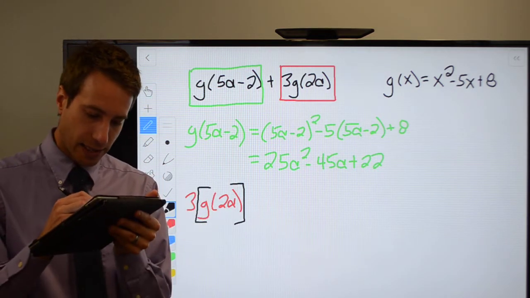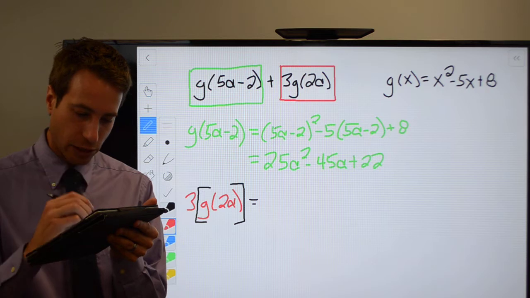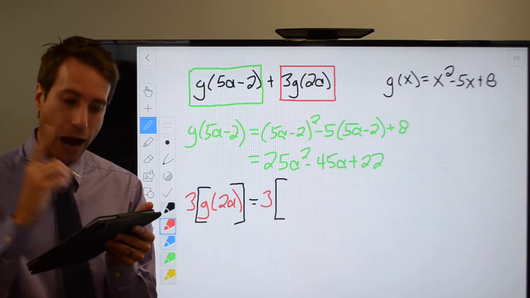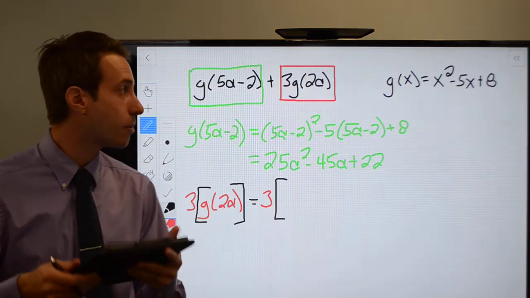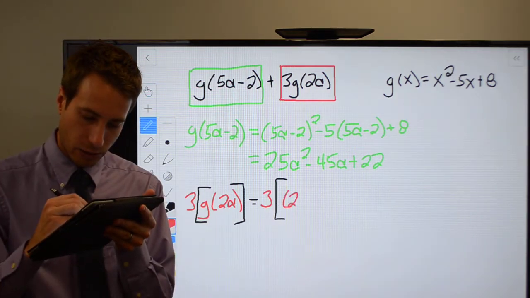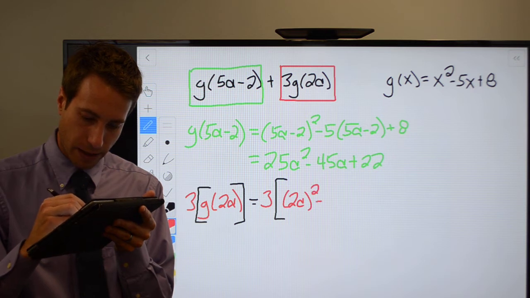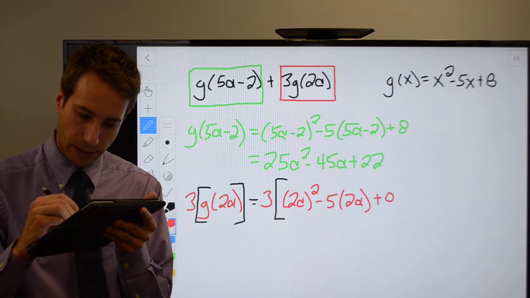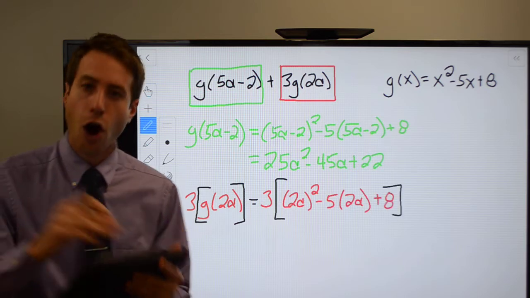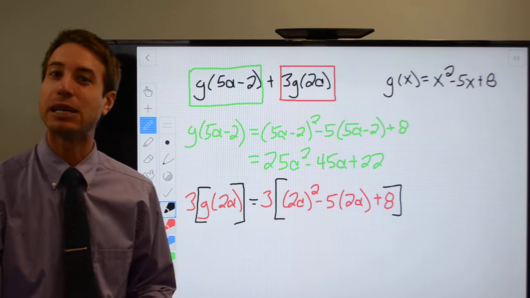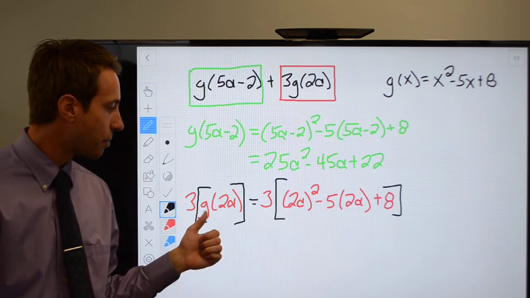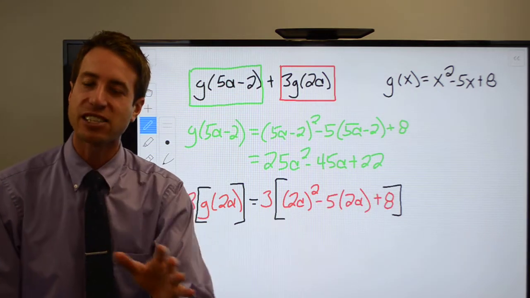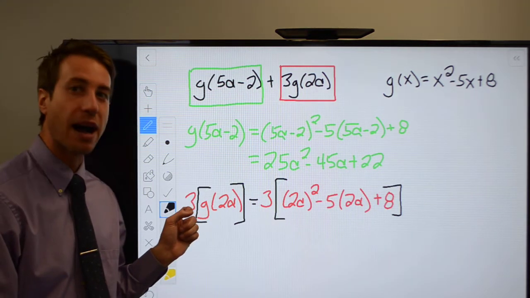All right, let's go ahead and set this up again using those brackets to help me do it. 3, but that's going to be multiplied by, and now I evaluate my polynomial at the domain value. So it's going to be a (2a) squared minus 5 times 2a plus 8. Again, hopefully these brackets kind of help you see what's going on here. You're evaluating the polynomial at this domain value. That's what I've done right here. And then they ask you to multiply that whole thing by a 3.